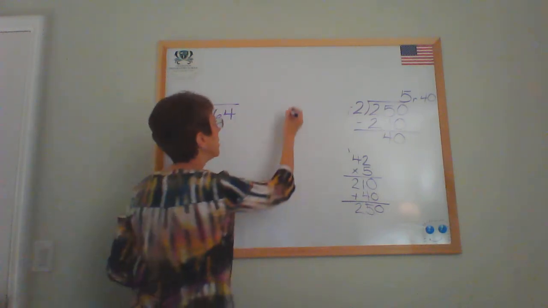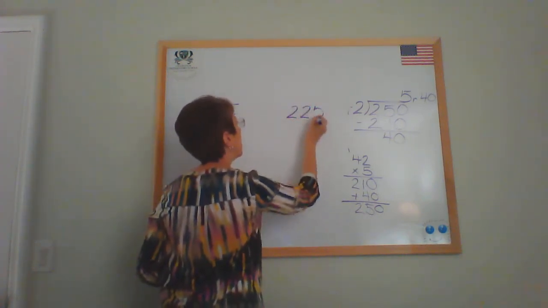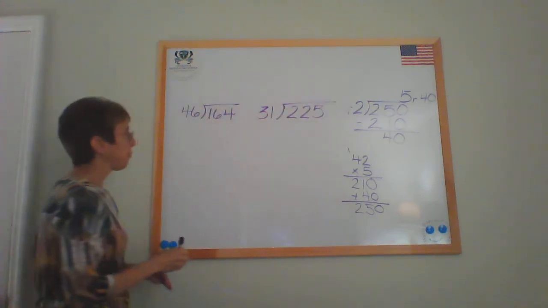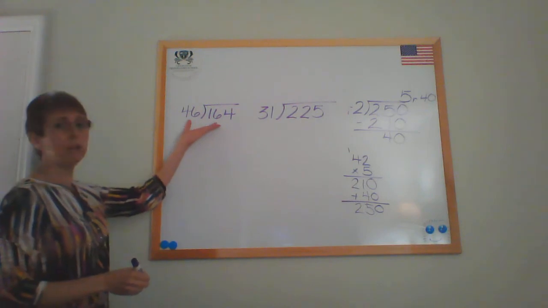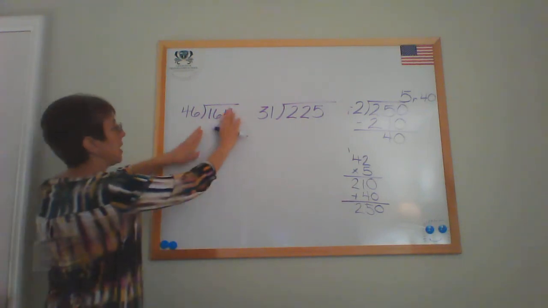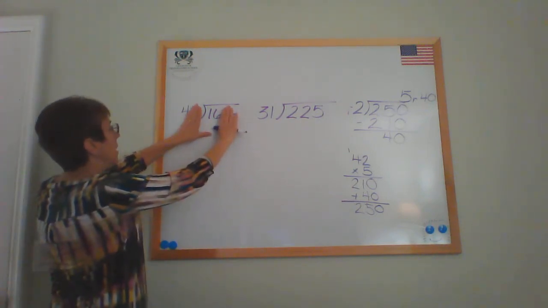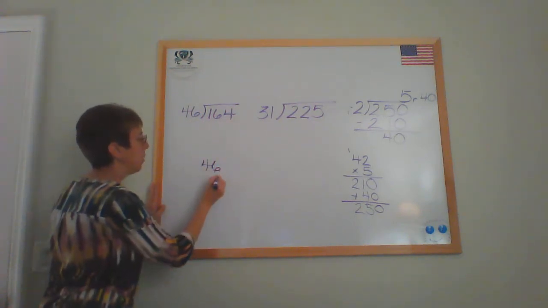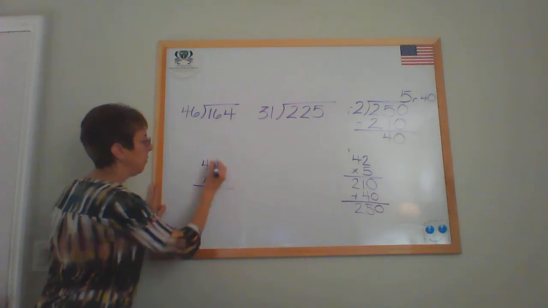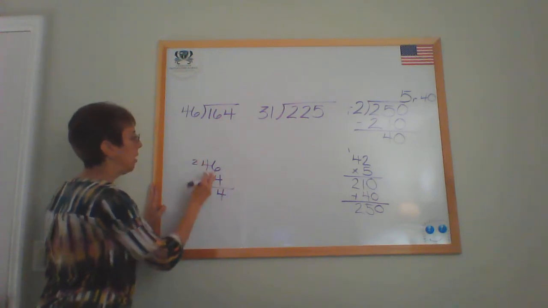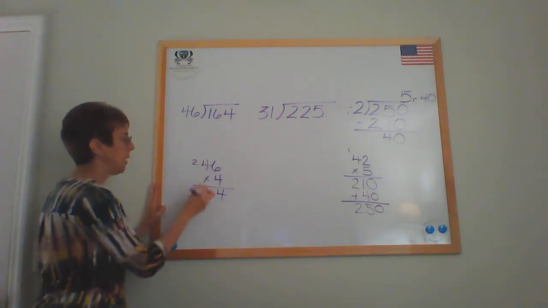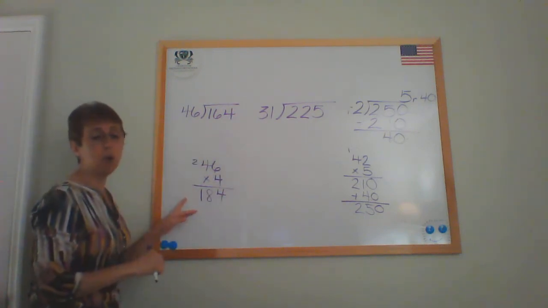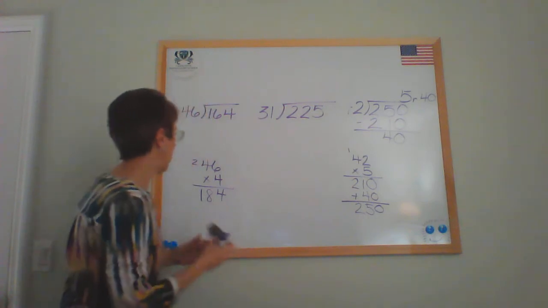And 225 divided by 31. Okay. 164 divided by 46. Just break it down so we have a place to start. 16 divided by 4 is 4. Let's see, will that work? 46 times 4. 4 times 6 is 24. 4 times 4 is 16, plus 2 is 18. 184. Okay, too high. Can't do that, so 4 is not going to work.